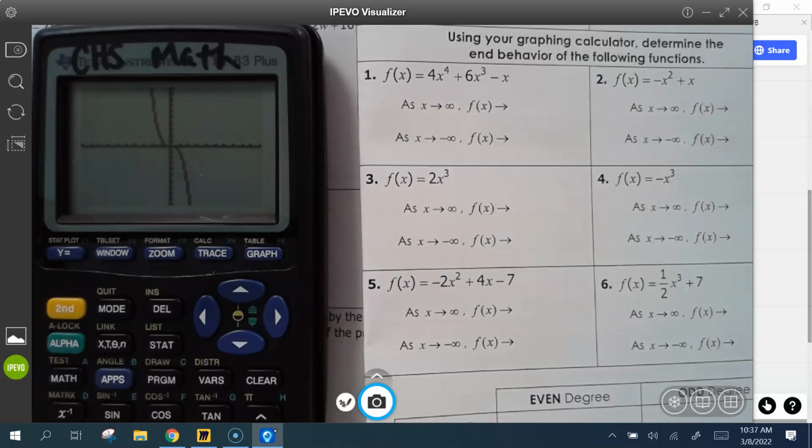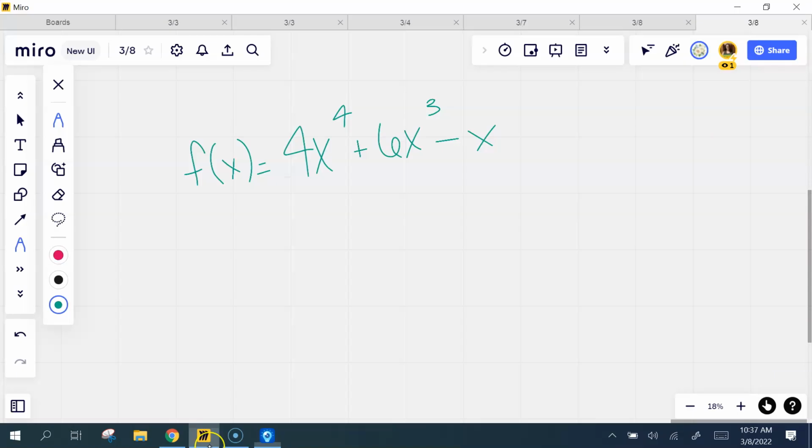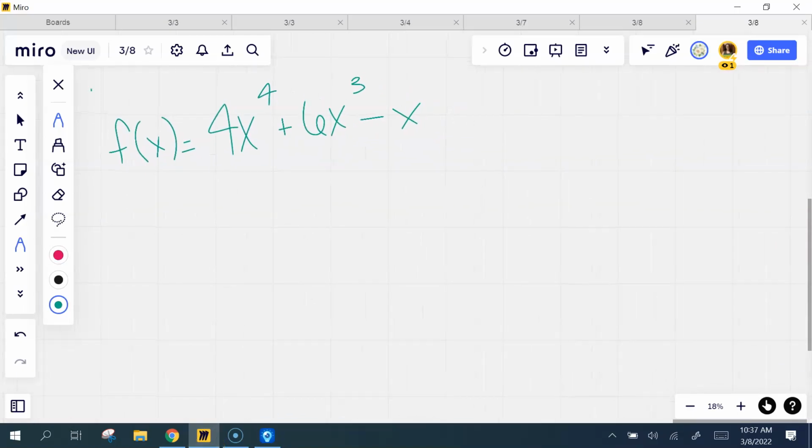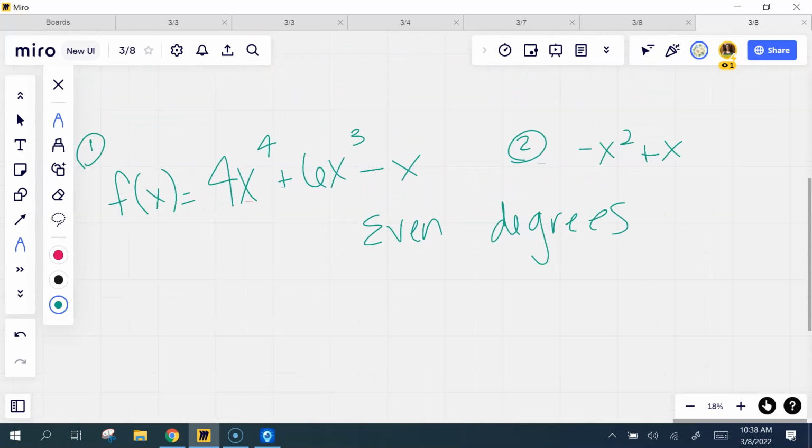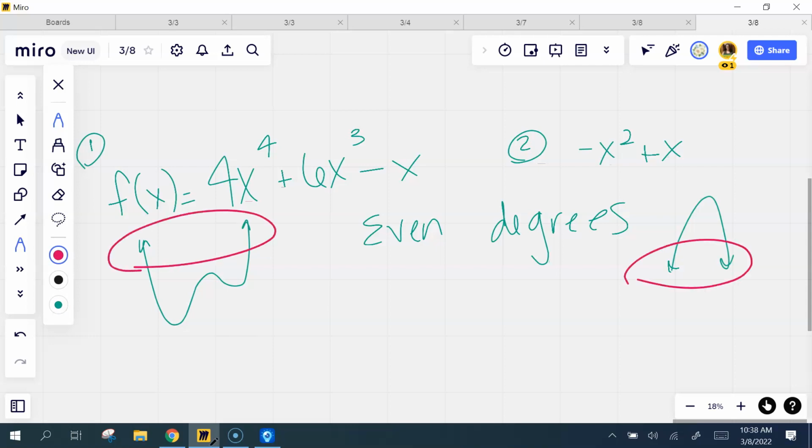Numbers 1 and 2 are both even degrees. Do you see that? Number 1 is 4x to the 4th, and number 2 is negative x squared plus x. Both of these have even degrees. And what did we notice about both of those end behaviors? They both went in the same direction, right? The fourth one did something like this. The negative x squared one did something like this. But what I noticed is that both of them went in the same direction. They might not always be up or always be down, but they both go the same way.